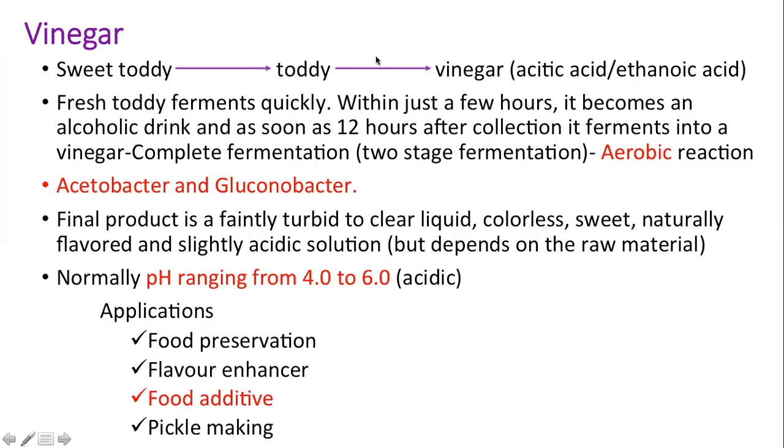Vinegar means acetic acid, right? From the same raw material, you can develop different types of food products, fermented and unfermented. Then you can see the applications and pH. It's somewhat acidic because there is acetic acid, so the pH is in the somewhat acidic range, 4 to 6. And we use vinegar as a food additive, a food preservative, a flavor enhancer, and in pickle making.